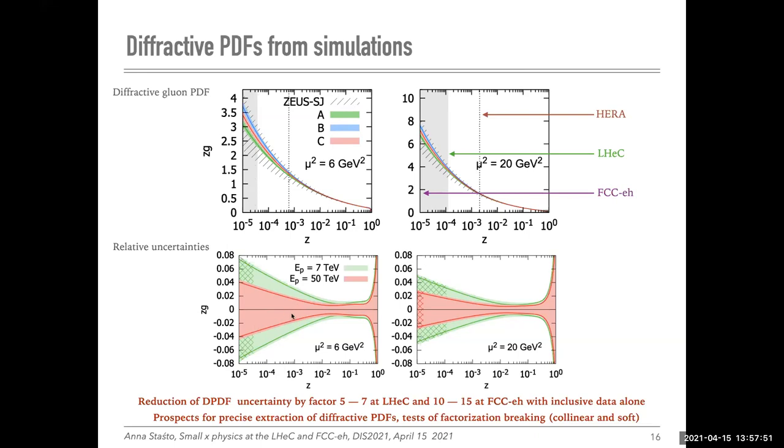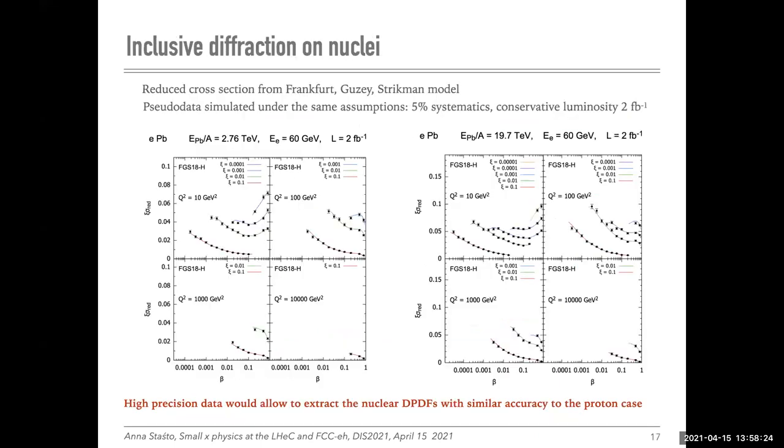This red band is for 50 TeV and the outer band is for 7 TeV. So you get a lot of constraints on diffractive PDFs just from the inclusive data alone. We have not included any dijet data, which also could provide additional constraints. And of course, this gives you a lot of prospects for all kinds of tests, like tests of factorization breaking, both collinear and soft.